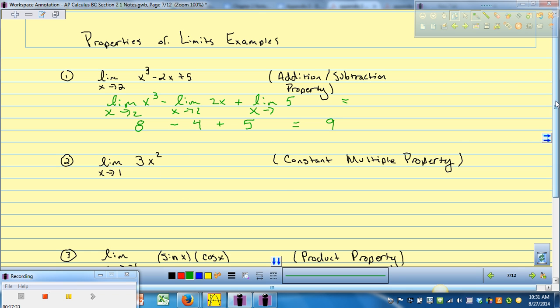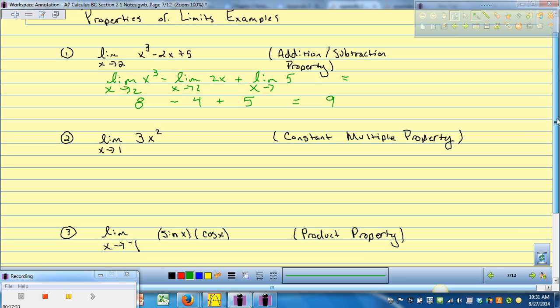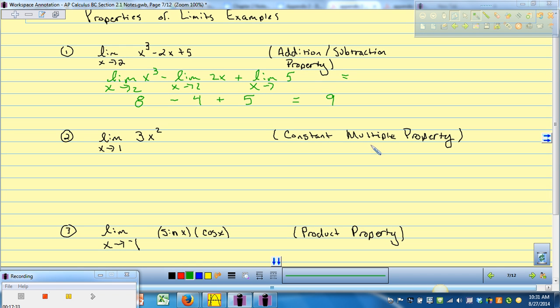Number 2, we have the limit as x approaches 1 of 3x squared. And what I'm trying to show is the constant multiple property. So this is the same as 3 times the limit as x approaches 1 of x squared. So if we have a constant multiple, it can be pulled out from the front and multiplied by your limit of what is left. So this would be 3 times what? 1 squared, or just 3.